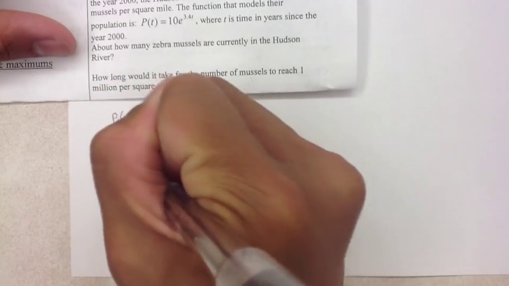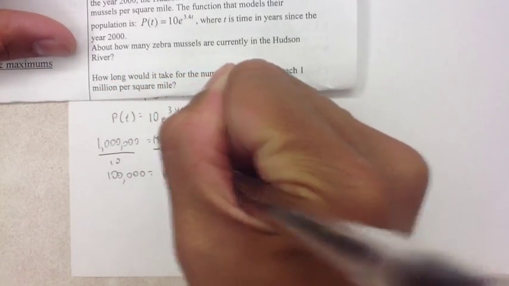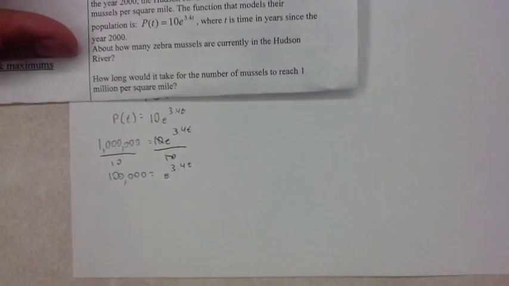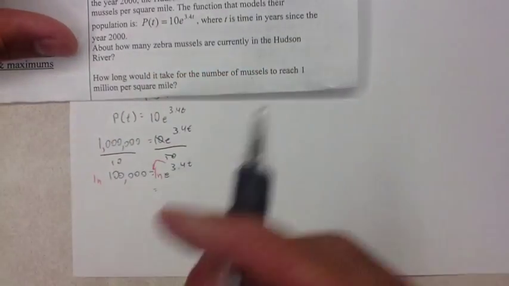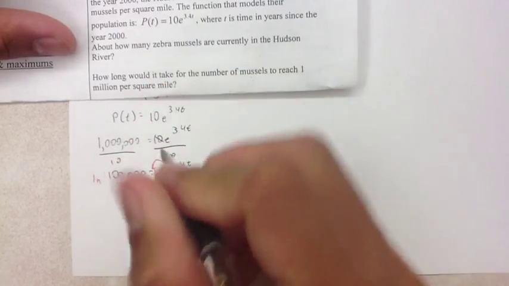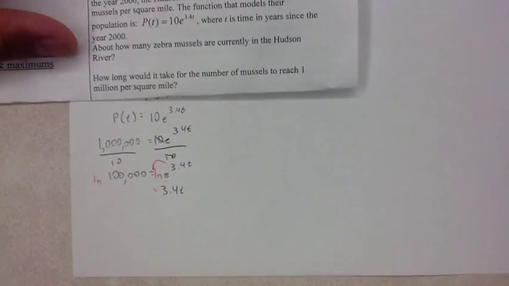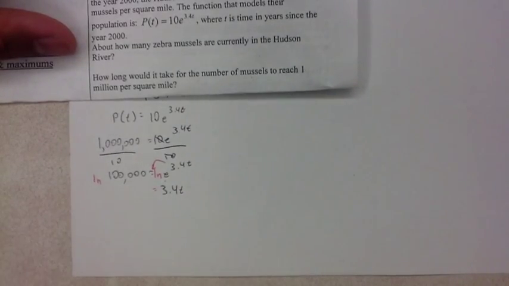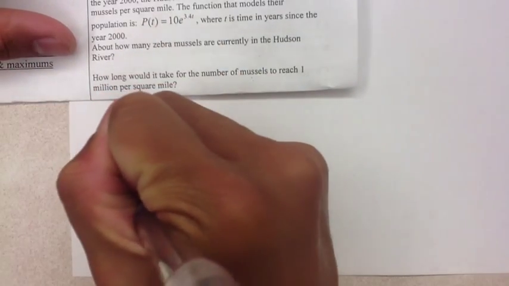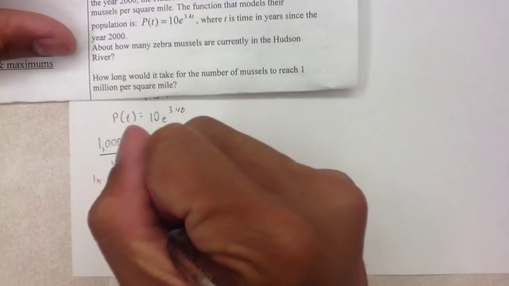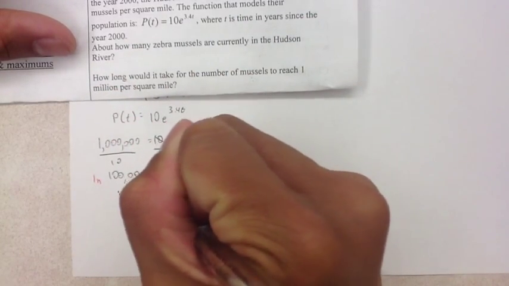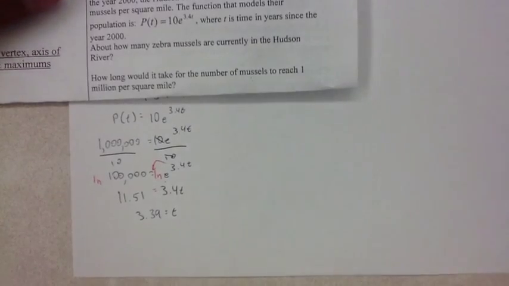And to solve anything where I have e to a power of something, I'm just going to natural log both sides. That way the 3.4 can come down to the front, so this is 3.4t, and ln of e, again, is just equal to 1, so all I have is a 3.4t. The natural log of 100,000 is 11.51, and I'm just going to divide both sides by 3.4 to get 3.39 equals t. So about 3.39 years to reach 1 million.